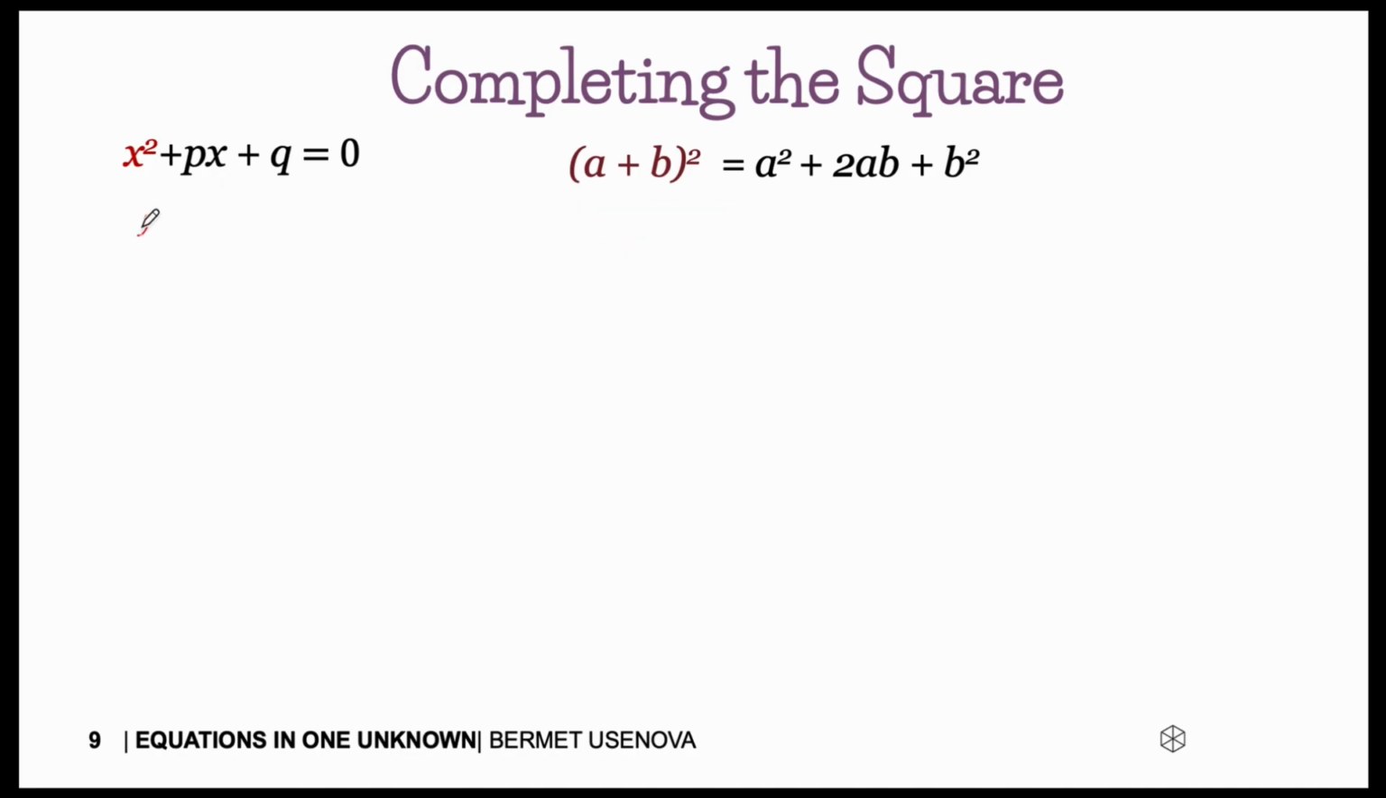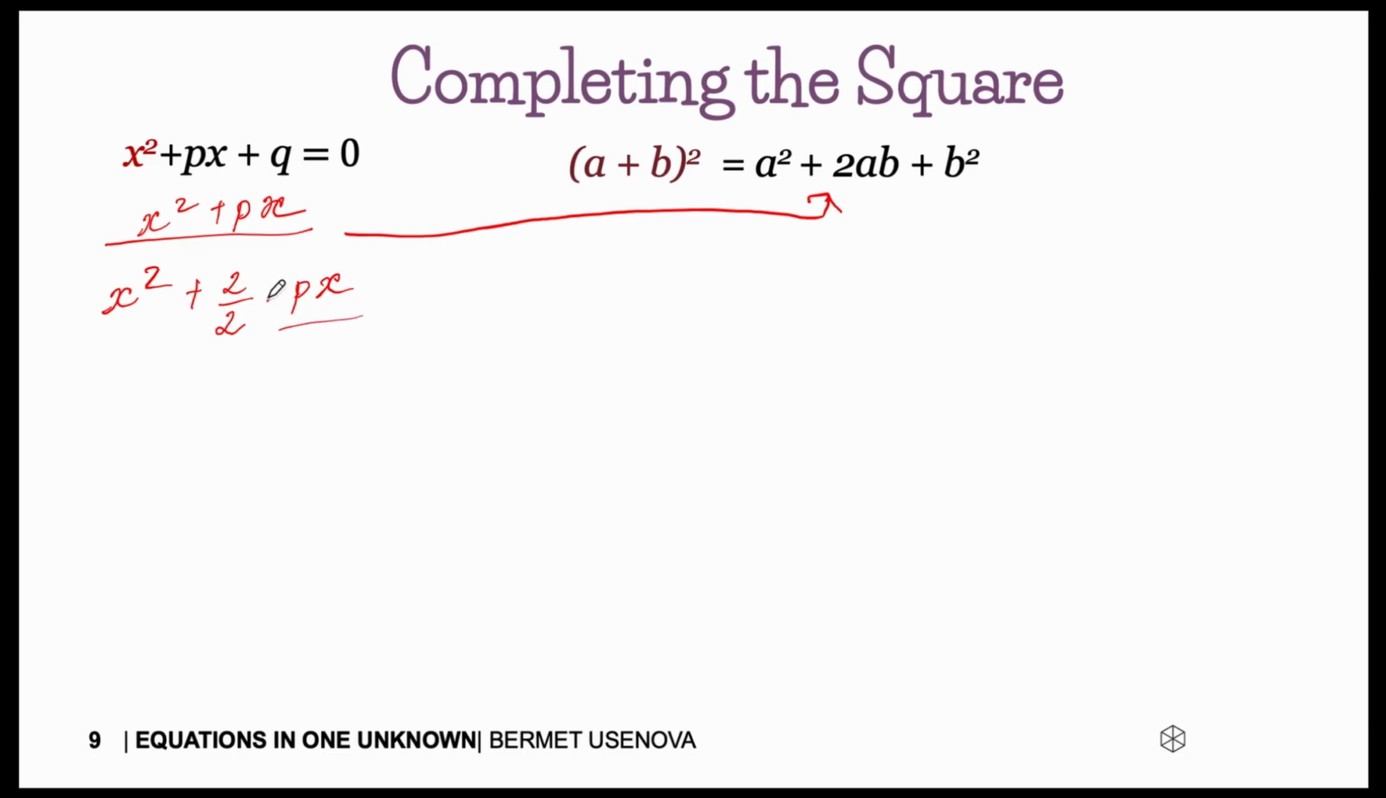First we take x squared plus px. To make this expression look like this, we do the following trick. First of all, we leave x squared as is, but then we can divide and multiply px by the same number. You know, 2 divided by 2 is 1. So px is still the same if we multiply it by this fraction, which equals 1.